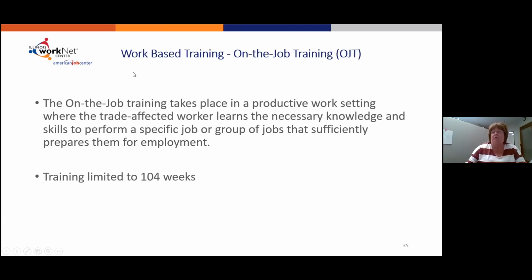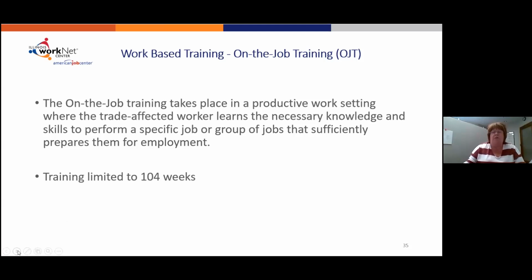On-the-job training, some of the work-based training, we're going to cover just a few of the training things, specifically work-based training. One of them is on-the-job training. Basically, on-the-job training, the person is hired, they're working in the work setting. Basically, they're getting trained while they are working at that particular employer. It's just to help them get those skills to be able to prepare them for that employment. And the training is limited to 104 weeks.